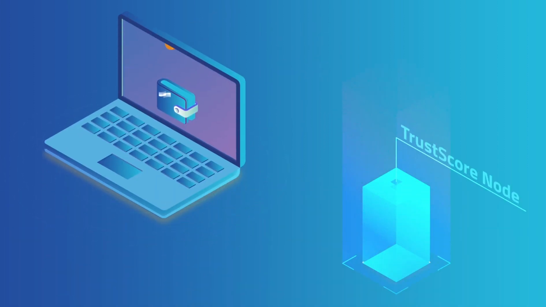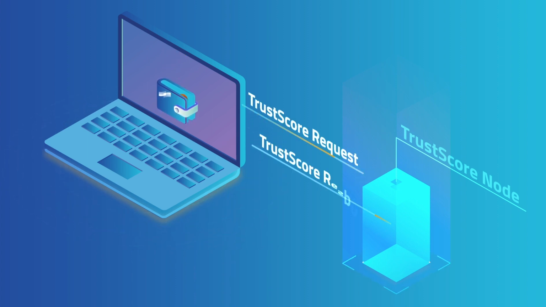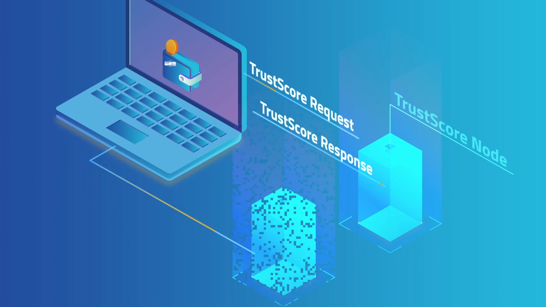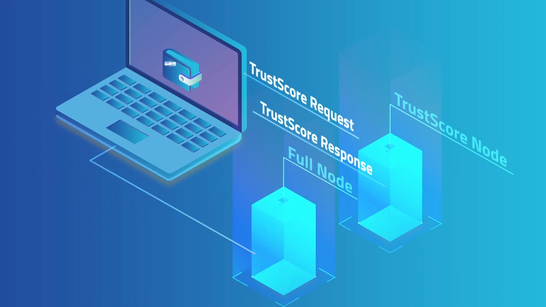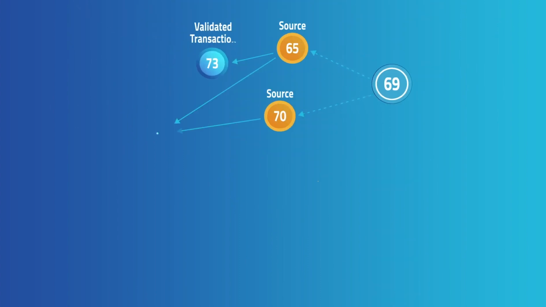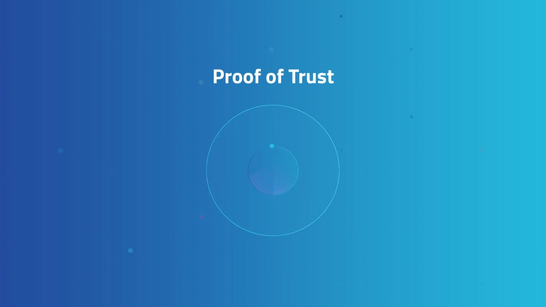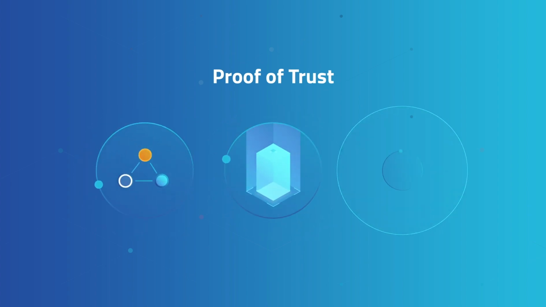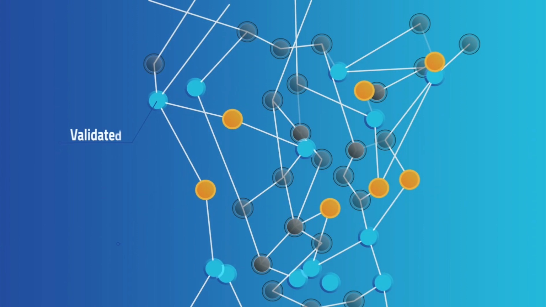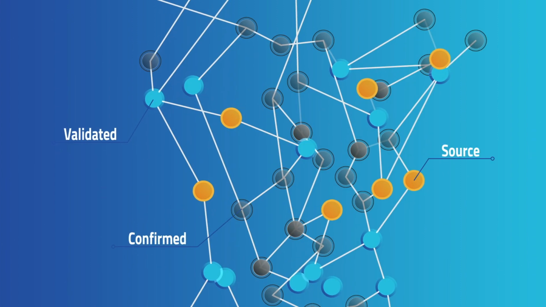Transactions sent from the COTI wallet need a trust score and send a request to the trust score node. Once the wallet has a trust score, it adds it to the transaction, and the transaction moves on to the full node. The full node verifies the transaction and selects sources to validate. It then performs proof of trust, optimizing the DAG structure and preventing spam. The transaction is added to the DAG network.